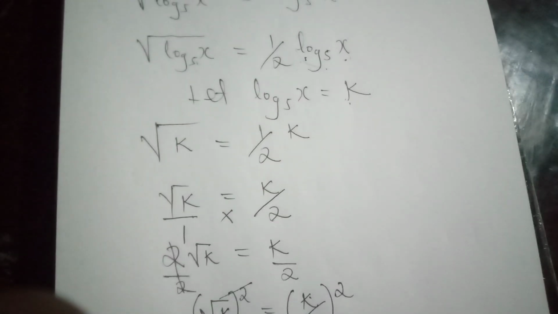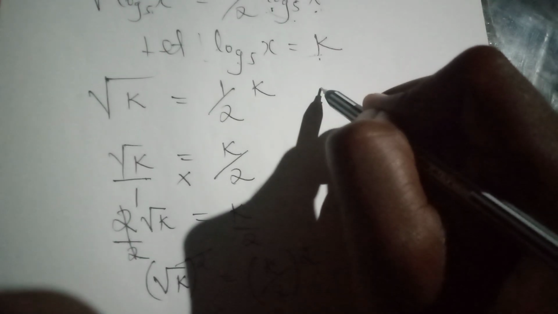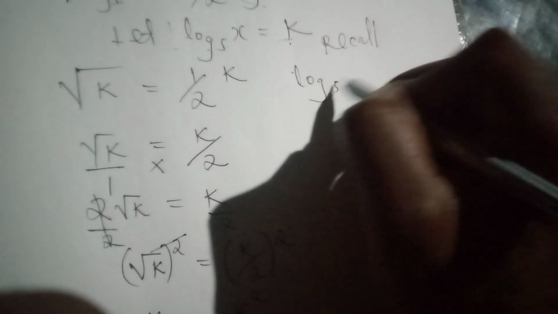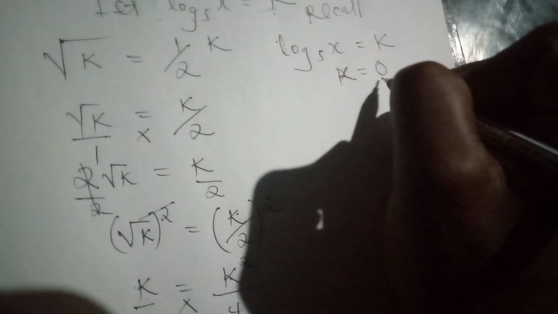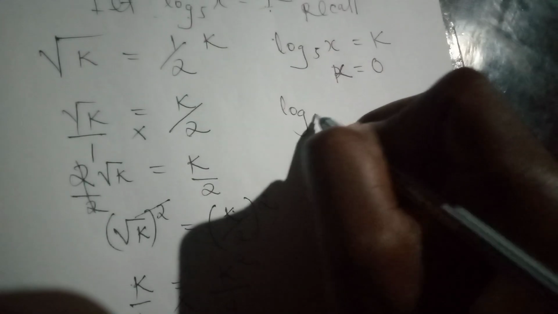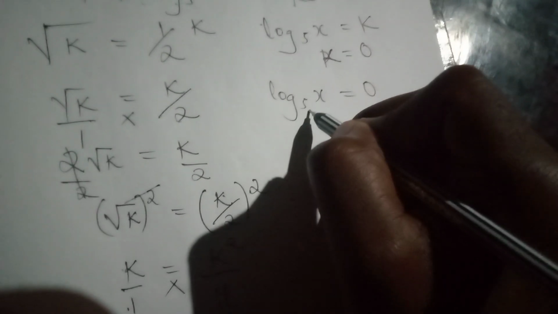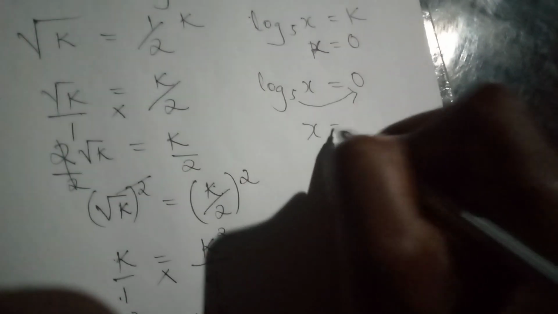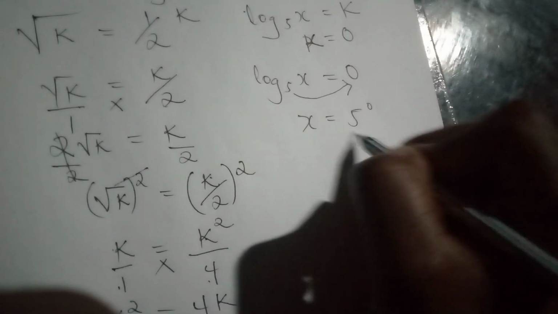Now you have to recall that you left this part. So you answered your value of k to be what? To be 0. So recall that is log base 5 of x is equal to k. So the first one was k is equal to 0. So log base 5 of x is equal to 0. This one is going to shift that. So x is equal to 5 to power 0. A number to power 0 is what? 1.